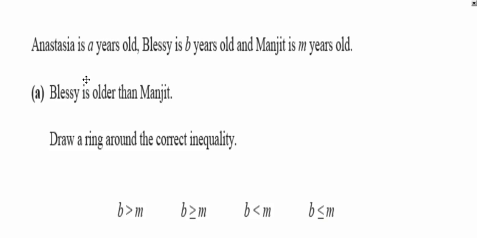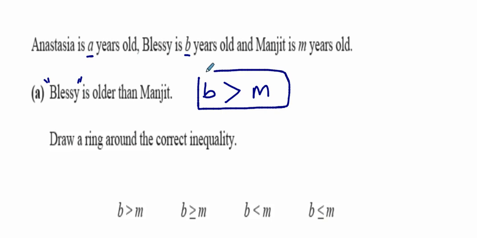Anastasia is 8 years old. Bless is B years old, and Manjit is M years old. Now the question is, Bless is older than Manjit. Bless is B years, is older than Manjit, who is M years. This is the inequality which we are supposed to connect the age of Bless and the age of Manjit. Now draw a ring around the correct inequality.